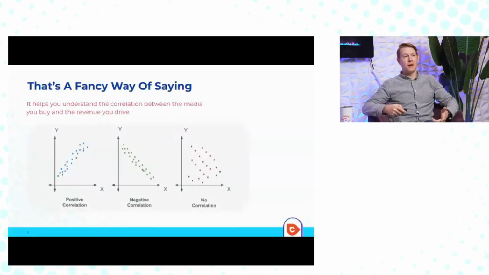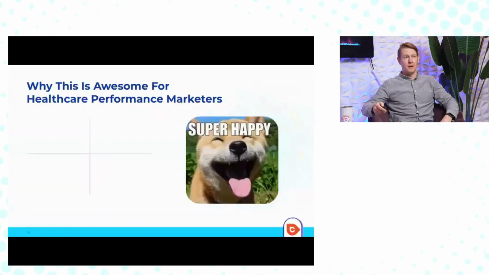That's really just a fancy way of saying it helps you to understand the correlation between what your activities are, what you're doing, what you're buying, and what that net outcome is, right? It's telling you if there is a positive correlation, a negative correlation, or no correlation in terms of when you are investing in media or digital marketing efforts and the impact on the output that you're getting down the road from that.